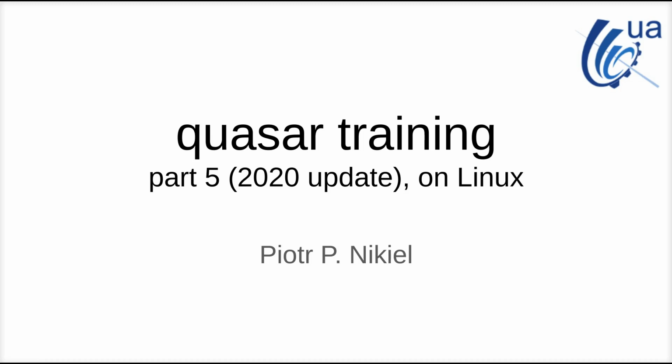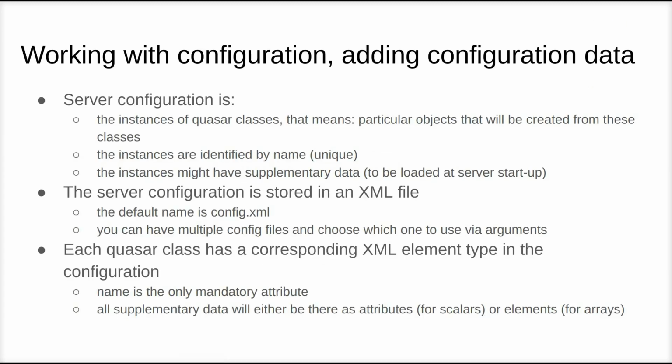Just for the recap, in the previous part, we had a look at how to do some sampling of a real data source and how to perform information exchange between the data source and the OPC-UA address space. And in this part, we'll have a look at configuration and adding of configuration data.